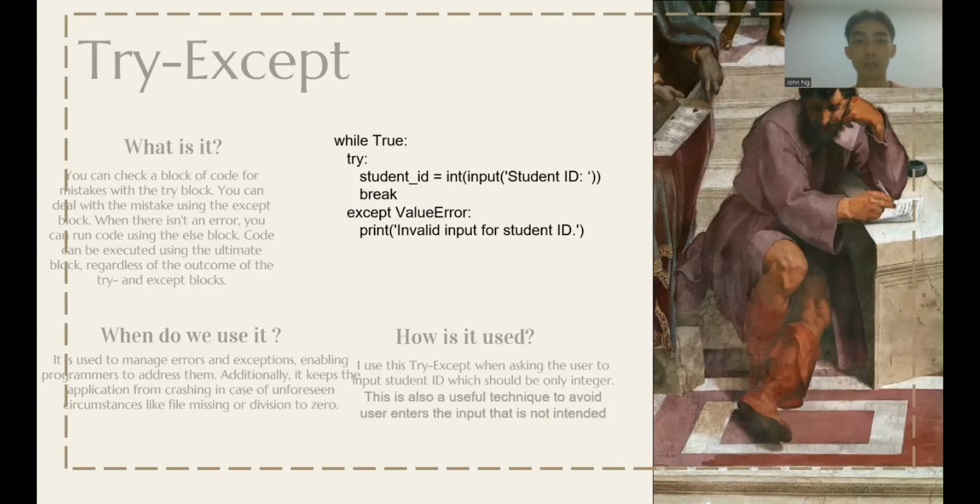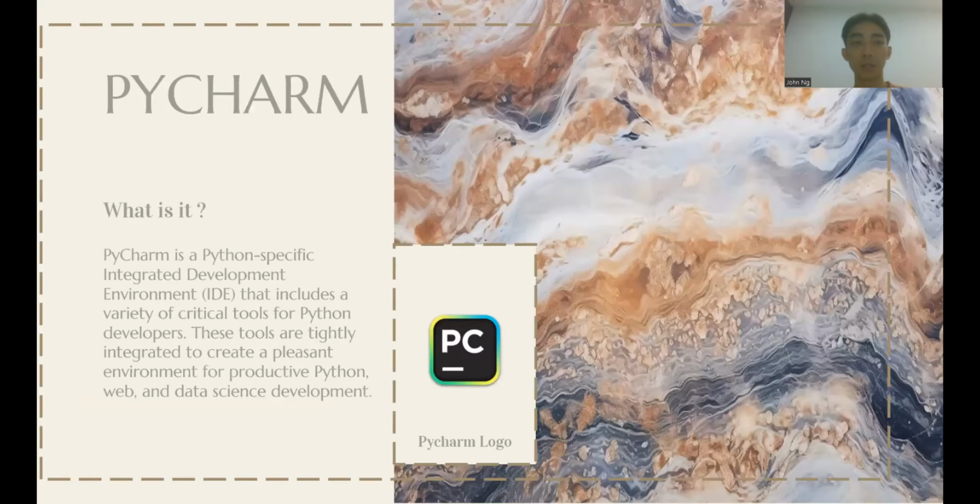And the fourth is try except. Try except is very useful when asking the user to input a student ID, which should be only an integer. So this is a very useful technique to avoid the user entering input that is not intended. The program that I use is PyCharm.